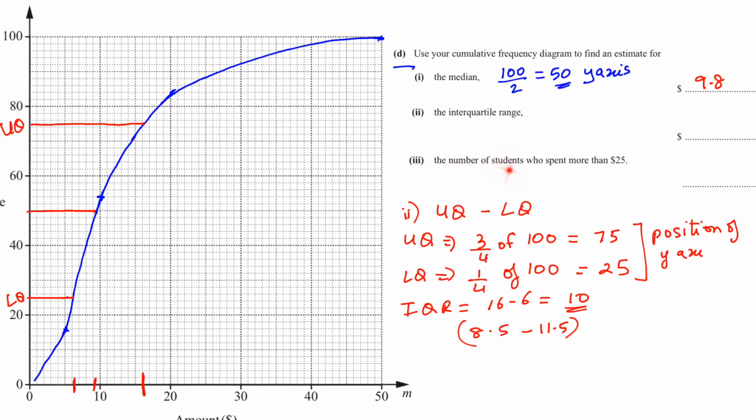D3. The number of students who spend more than $25. So the amount is on the x-axis and 25 is here. So we mark it and we look at the corresponding y value. It's 88. Therefore, the number of students who spend more than $25 are, total frequency is 100. 100 minus 88, you will get 12. If you get the answer in the range of 10, 11 or 12, again you will get your marks for it.